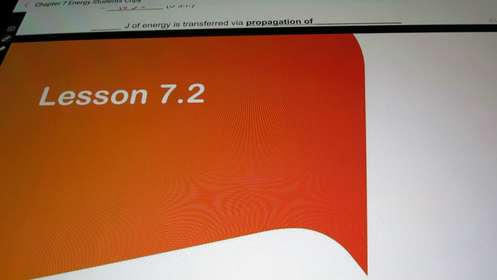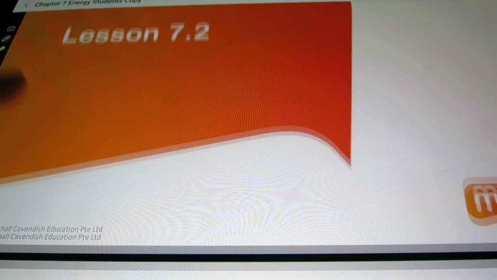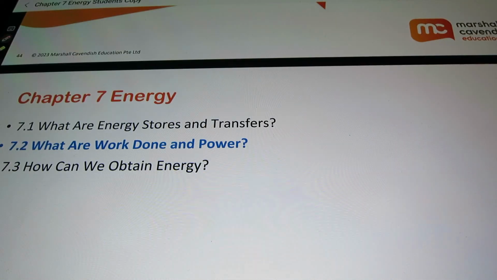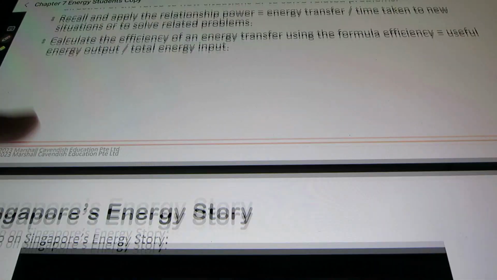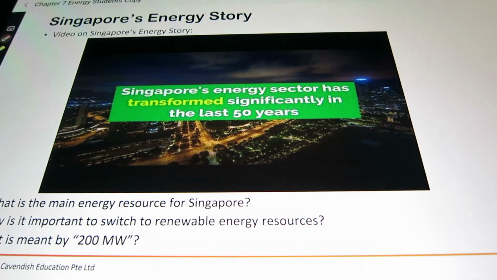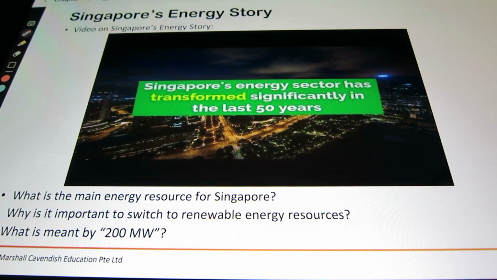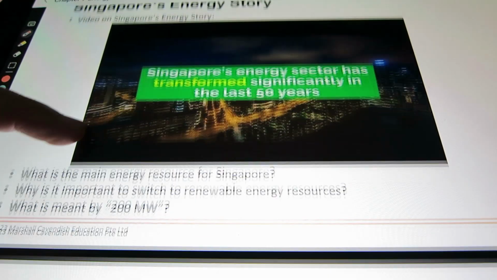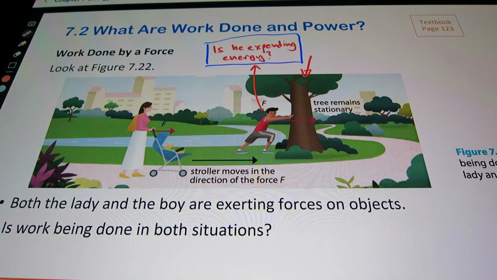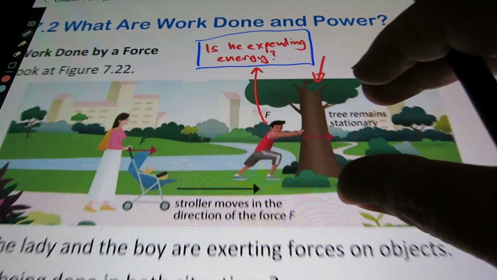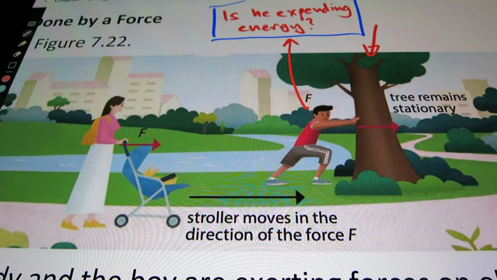The next portion we are covering is on work done and power, and what exactly it means for there to be work done, and what exactly power actually is. If you have the slides, just have a look at them. These are some things that we need to think about when we are discussing this portion of the chapter. Let me bring to your attention a situation like this.